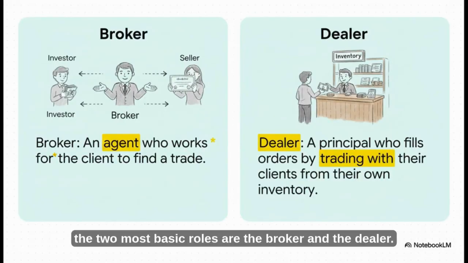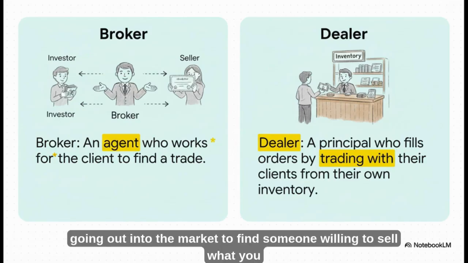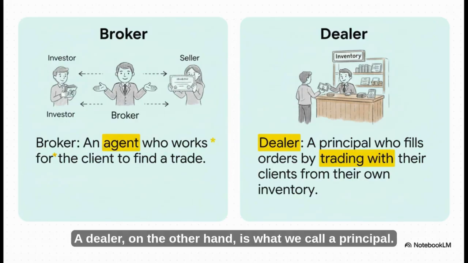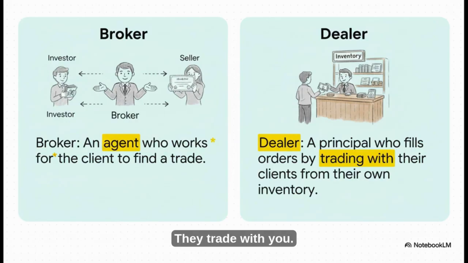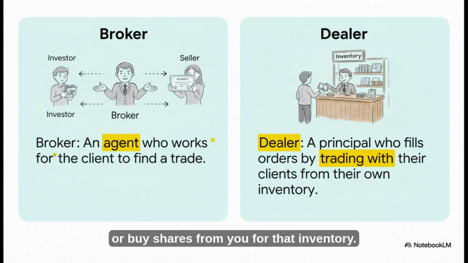Well, the two most basic roles are the broker and the dealer. A broker is your agent. They work for you, going out into the market to find someone willing to sell what you want to buy. A dealer, on the other hand, is what we call a principal. They trade with you. They sell you shares directly from their own inventory or buy shares from you for that inventory. It's a really critical difference.